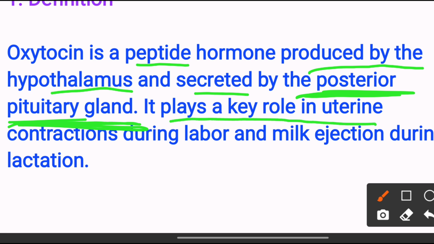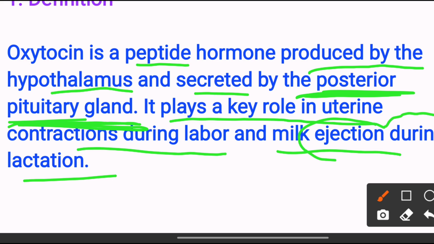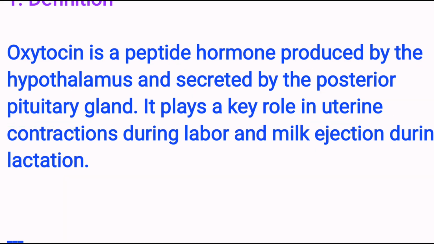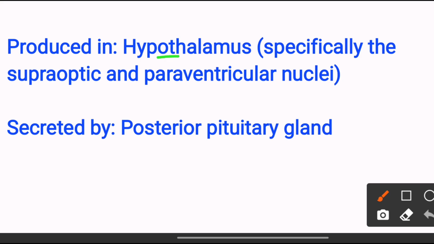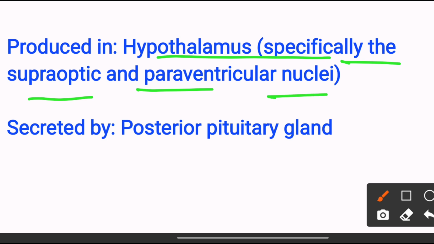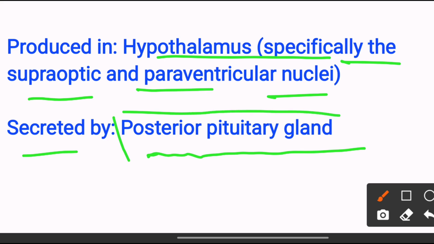It plays a key role in uterine contraction during labor and milk ejection during lactation. Not milk production, it helps in milk ejection. So next, what are the sources of oxytocin? Hypothalamus, specifically the supraoptic and the paraventricular nuclei, secreted by the posterior pituitary gland.